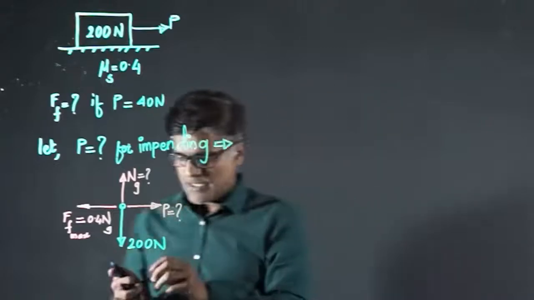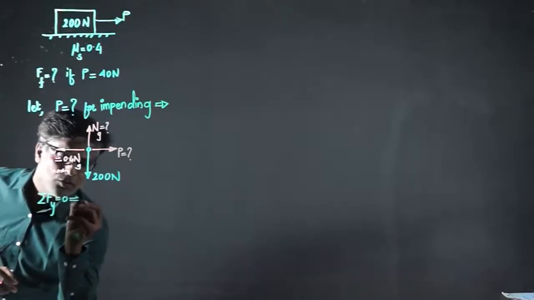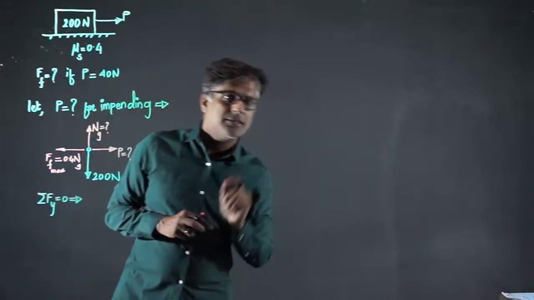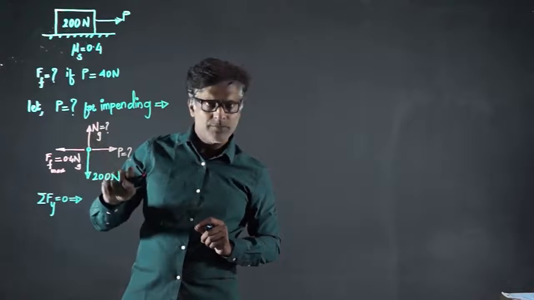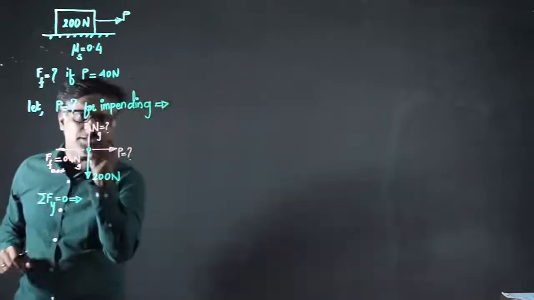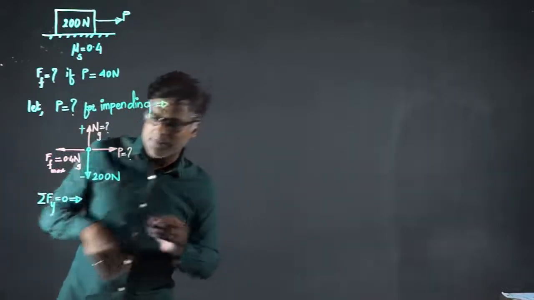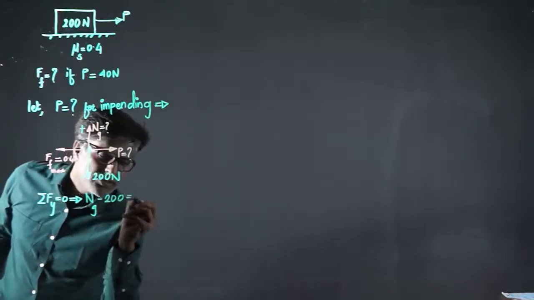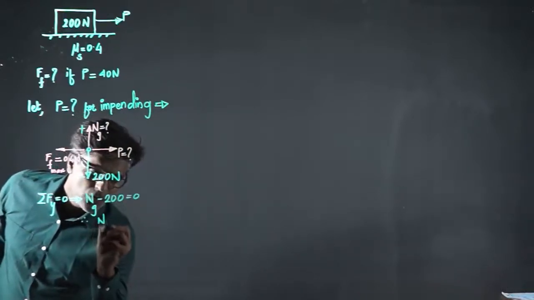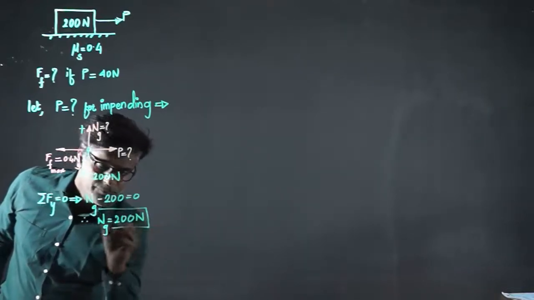If you notice this very carefully, so that we can save time, writing summation of forces in the y direction is 0 invariably will give me one answer directly. So the normal reaction of the ground and P are the 2 unknowns. If I write sigma Fy is 0, normal reaction is plus, 200 being downwards is minus: normal reaction of the ground minus 200 is 0, and therefore the normal reaction of the ground would turn out to be 200 Newton.